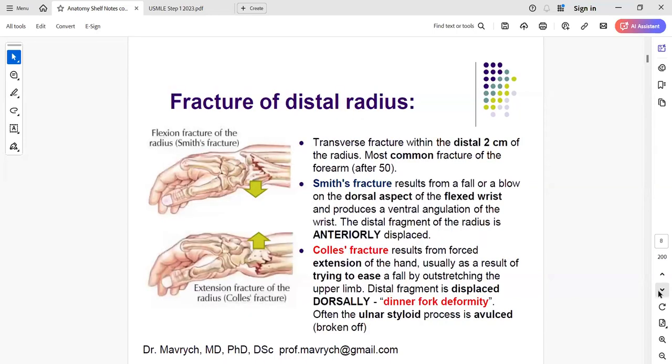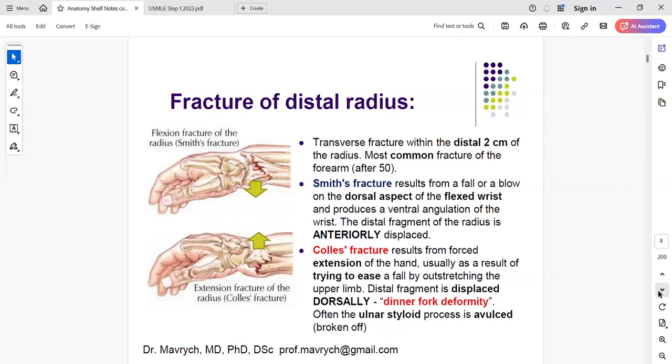We move on, distal radial fracture. So a fracture of the distal radius. So it's Smith's fracture and Colles' fracture. I'm sure you guys probably know about this, but let me just go through it pretty quick. So Smith's fracture results from a fall or a blow on the dorsal aspect of the flexed wrist. And it produces a ventral angulation of the wrist, right? Because obviously the blow is from the dorsal side, so the angulation would be ventral. It's always opposite, right? So what happens is that the fragment is anteriorly displaced.